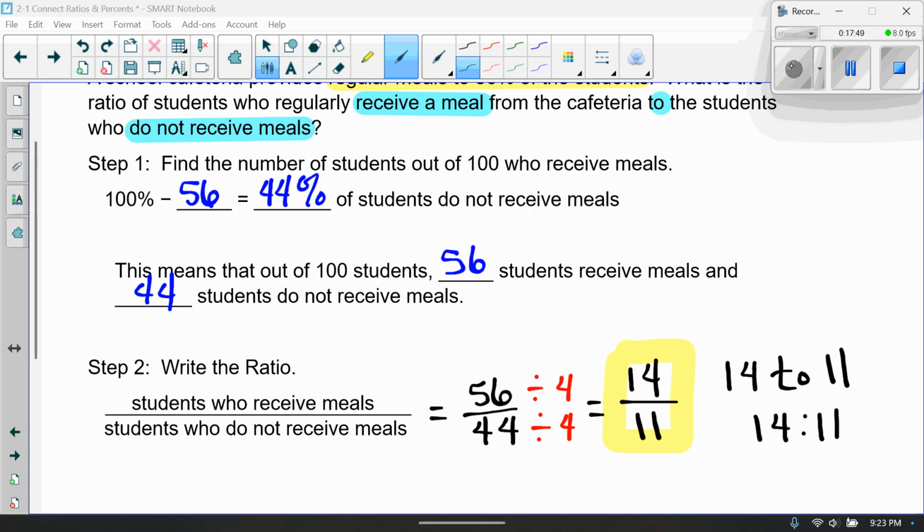And this, a fraction, with the word "to," and with the colon, the two dots, those are the three different ways that you can write the ratio. I personally prefer a fraction, okay?